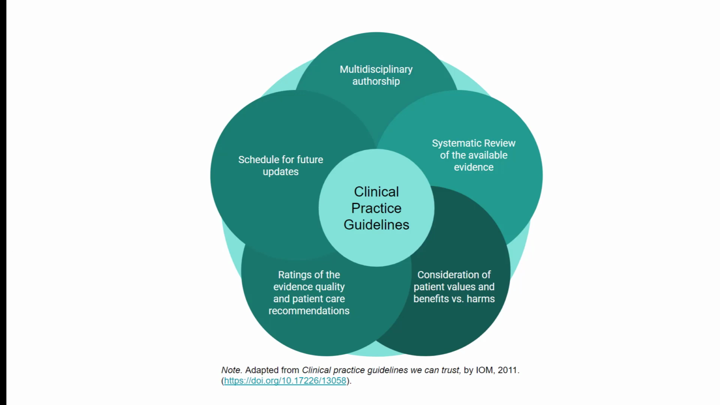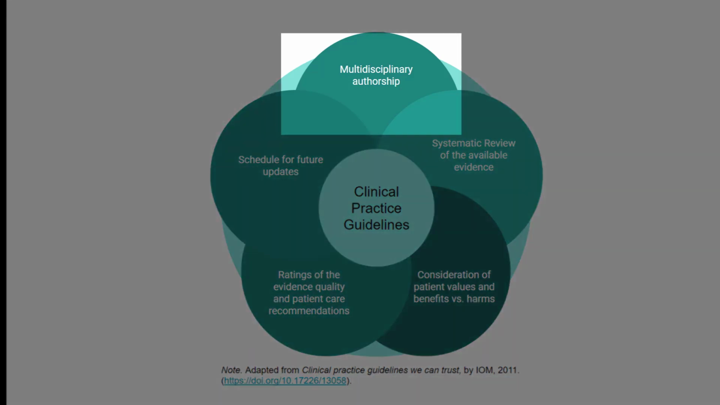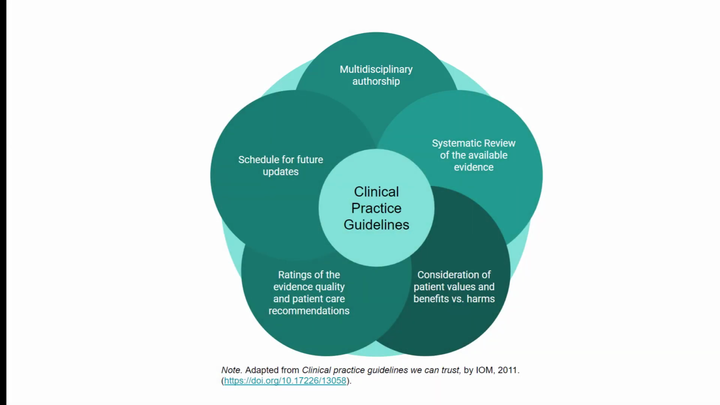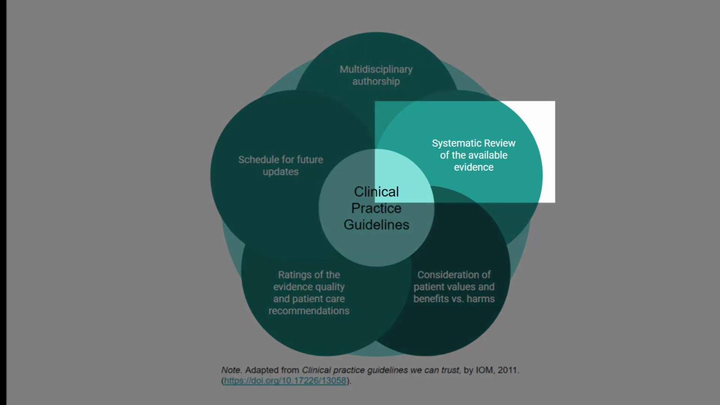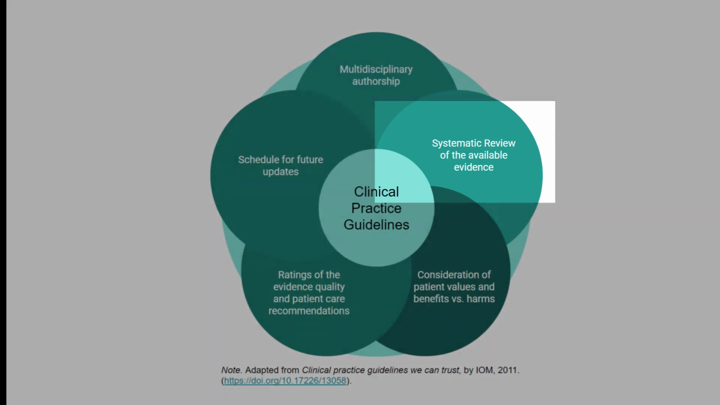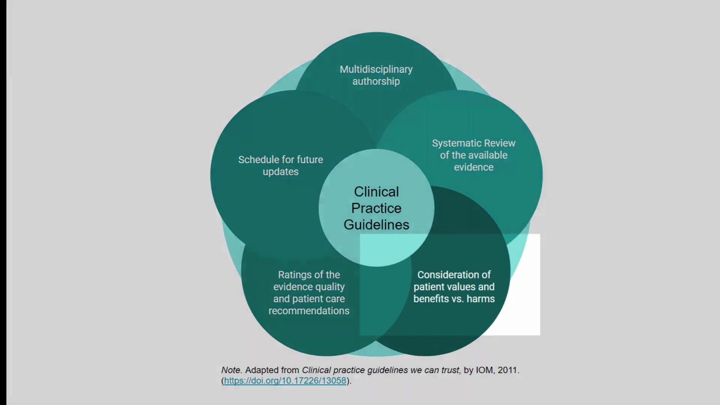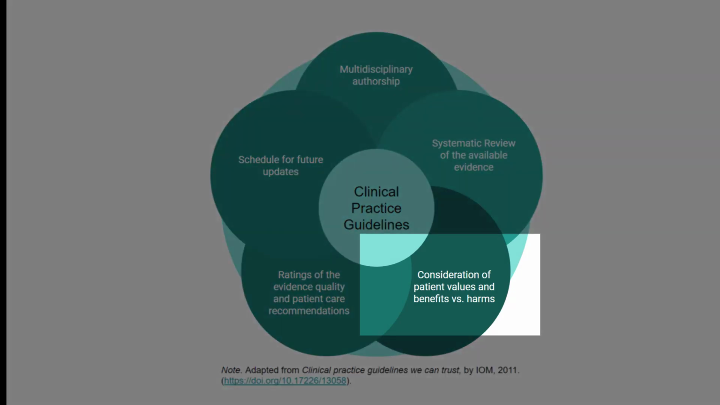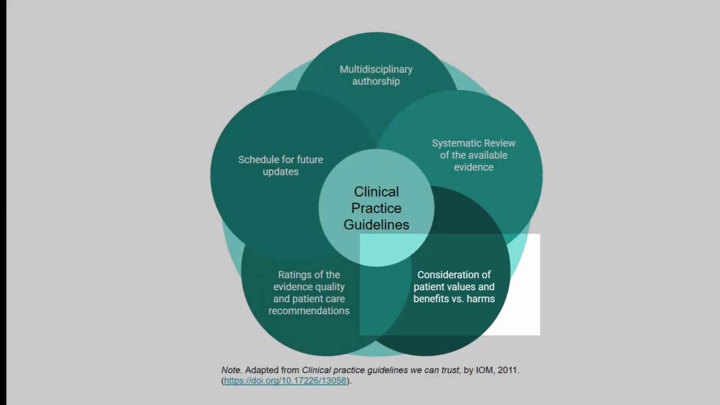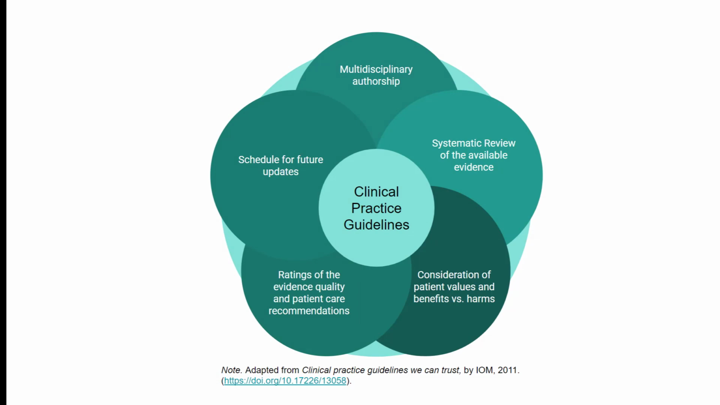In this diagram, the hallmarks of a clinical practice guideline are illustrated in more detail. Starting at the top, clinical practice guidelines are usually authored by large, multidisciplinary groups who start by doing a systematic review of the available evidence. While gathering evidence, the groups will also consider patient values and preferences and make sure to fully explore the benefits versus harms of all the care options.